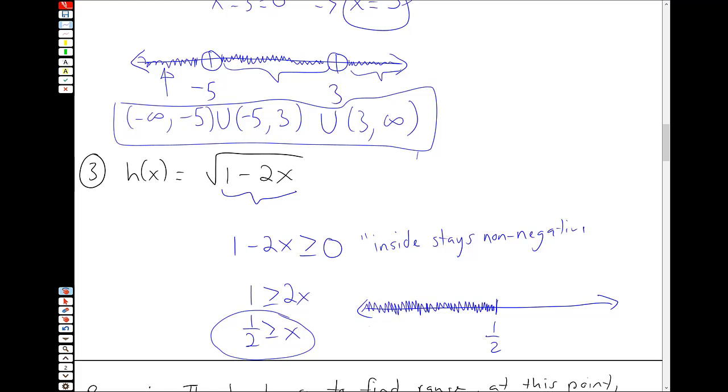And notice we have this greater than or equal to sign here, so I'm going to put a filled in hole here, not a hole like we had in the other example. So what's our domain in this case? Our domain would be, reading from left to right, negative infinity to, and since we're including that, I'm going to use a hard bracket.